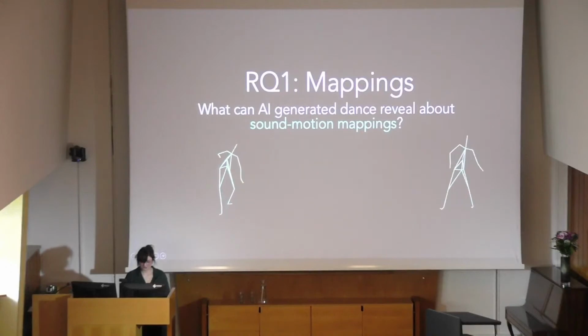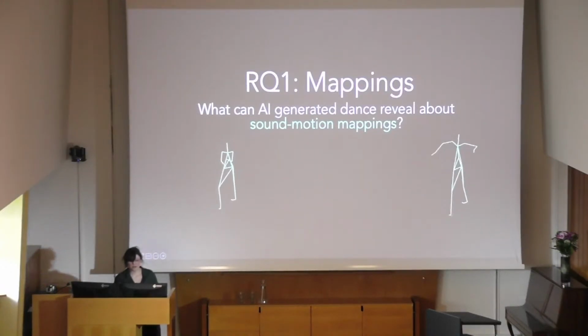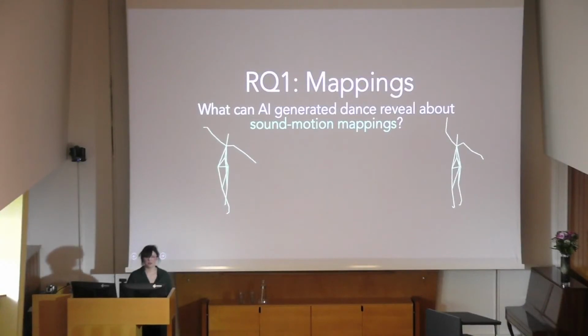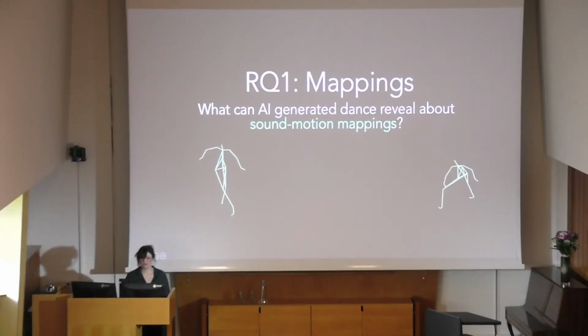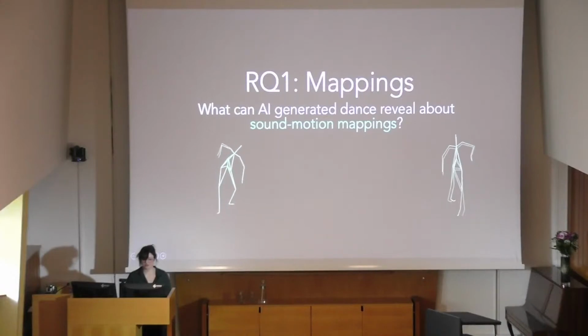When we look at these two stick figures, I'm sure many of you have some idea about what music might have been playing when each of these recordings were made. So our hypothesis here is that moving in a reasonable way to different musical stimuli would be a crucial step in creating realistic AI models of dance movement.